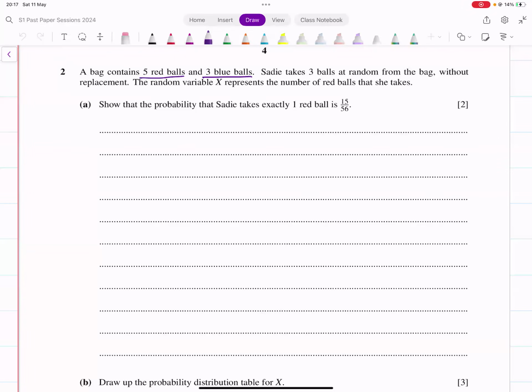So you have a bag that contains 5 red balls and 3 blue balls. This person takes 3 balls at random from the bag without replacement. The random variable x represents the number of red balls that she takes. Show that the probability.